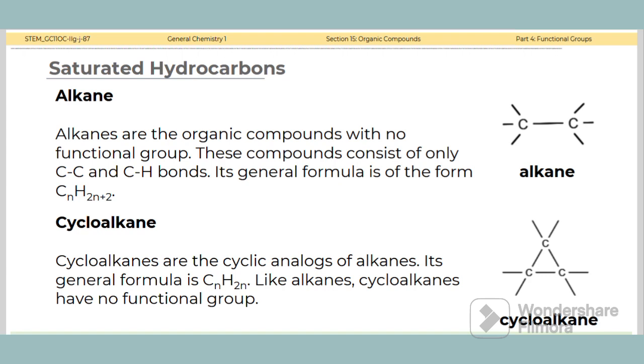Its general formula is of the form CnH2n+2. Next group is the cycloalkanes, which are the cyclic analogs of alkanes. Its general formula is CnH2n. Like alkanes, cycloalkanes have no functional group.